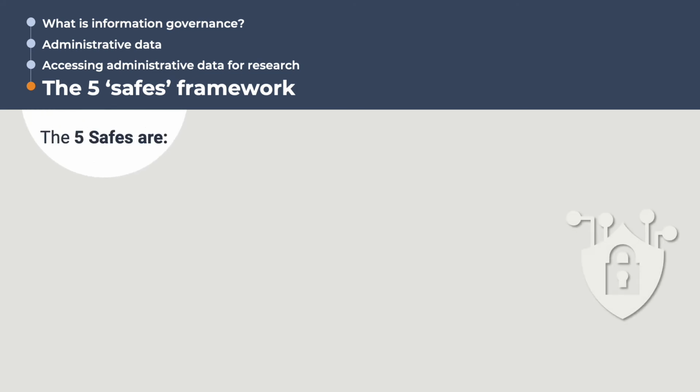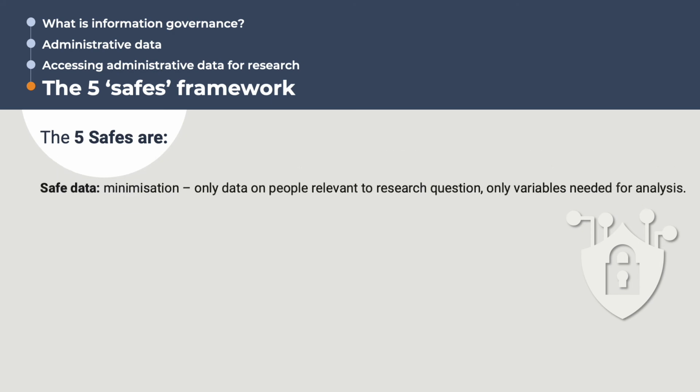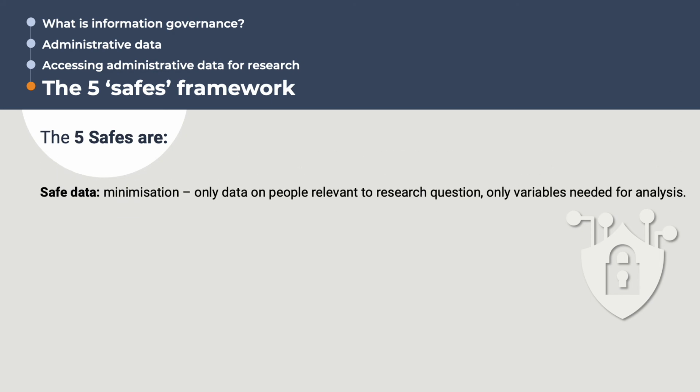The 5 SAFEs are as follows. First, safe data. Data minimization is applied. This means that an individual should only access data that are relevant to answering the research question and only the variables needed for analysis. Second, safe people. Staff working on the data should have attended training on information governance and data security.